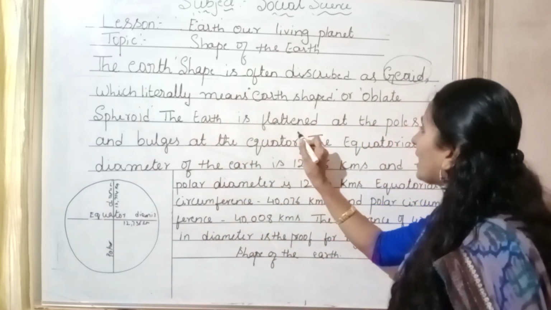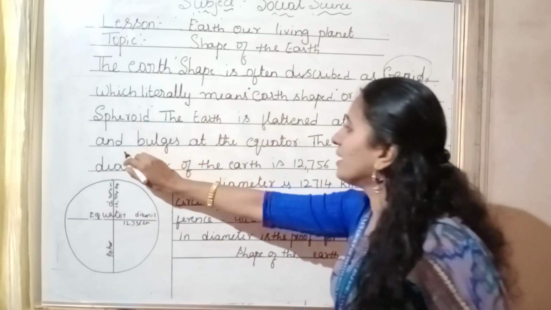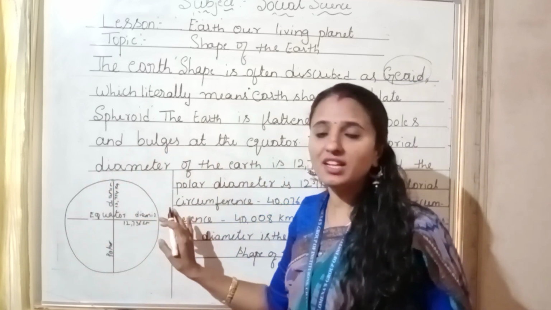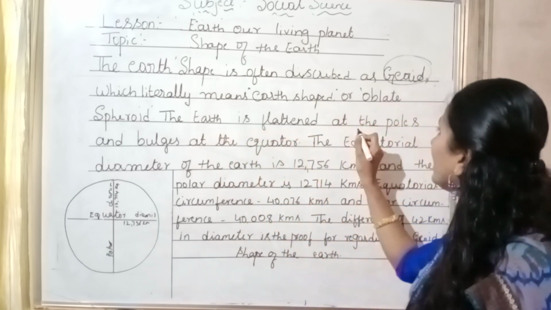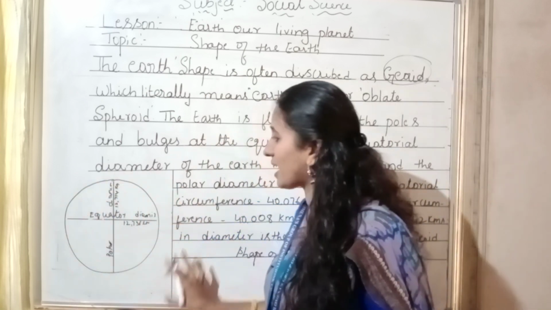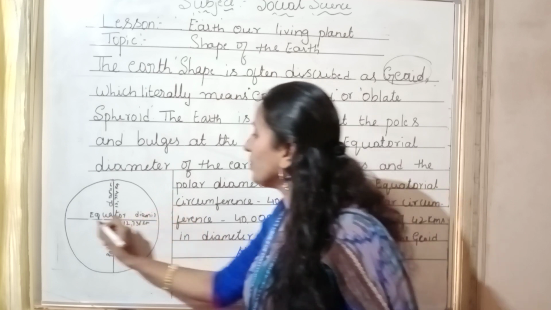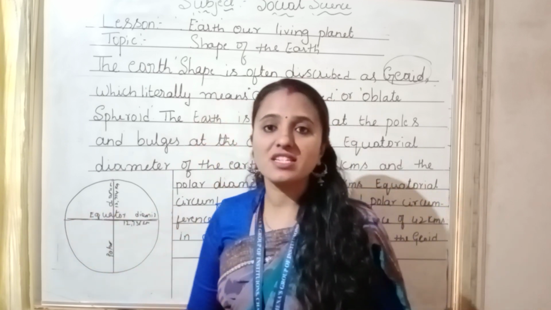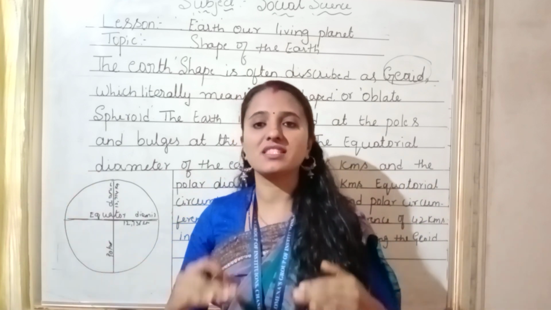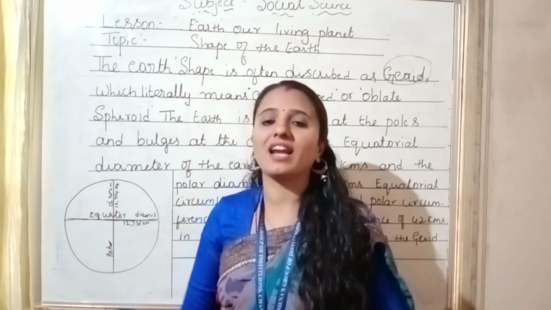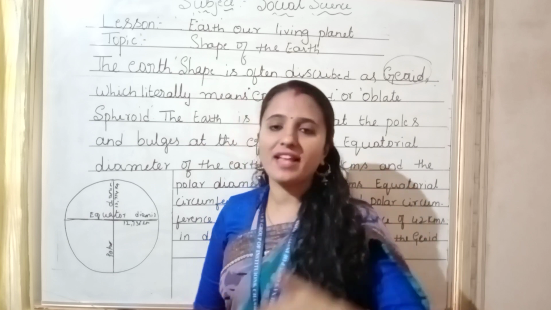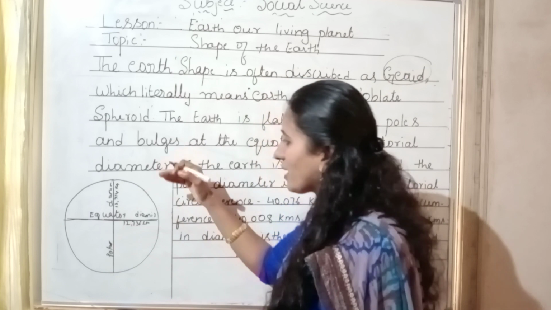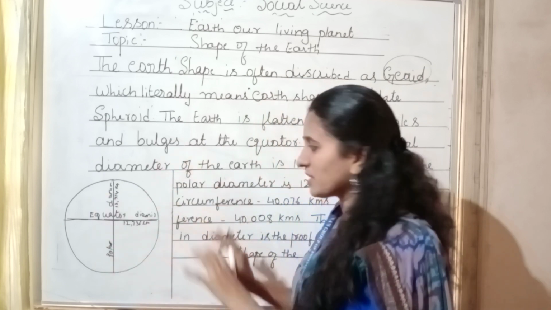The Earth is flattened at the poles and bulges at the equator. You can observe the picture here, children. First, understand this circle I have drawn. The middle part, the center part, we consider as the equator. In further classes, I will explain the Tropic of Cancer and the Tropic of Capricorn, everything in the next part. Just understand some important aspects here.